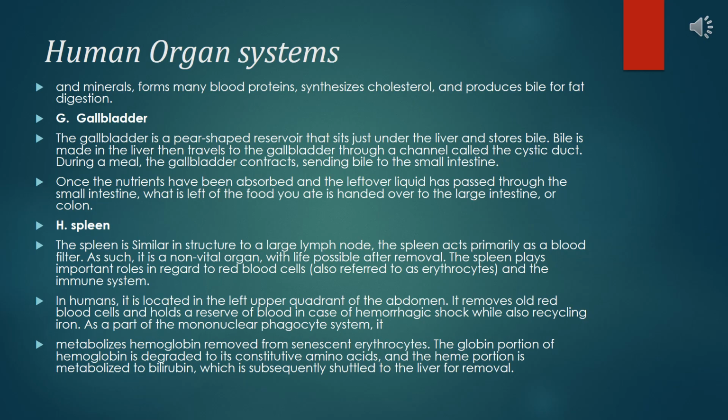It removes old red blood cells and holds a reserve of blood in case of hemorrhagic shock, while also recycling iron. As a part of the mononuclear phagocyte system, it metabolizes hemoglobin removed from senescent erythrocytes. The globin portion of hemoglobin is degraded to its constitutive amino acids, and the heme portion is metabolized to bilirubin, which is subsequently shuttled to the liver for removal.